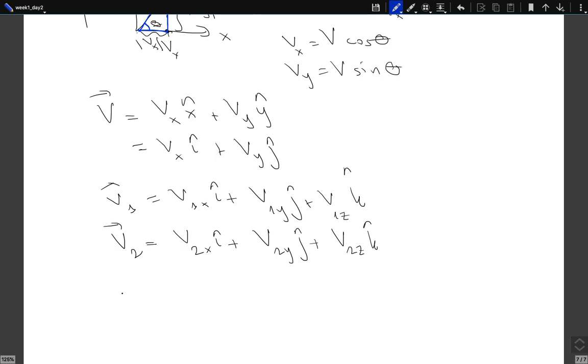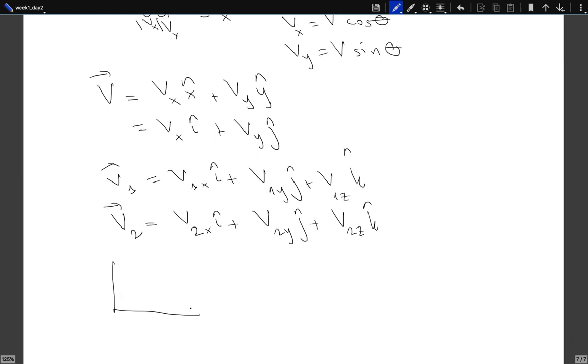Well, the sum: if this is, let's say, V1, and this is V2, geometrically, you just take V2 and copy it to the tip of V1. I have this V2, just copy it to V1. And then the sum vector is just this vector, let's say V. V is V1 plus V2.